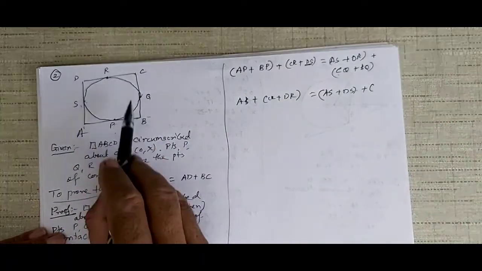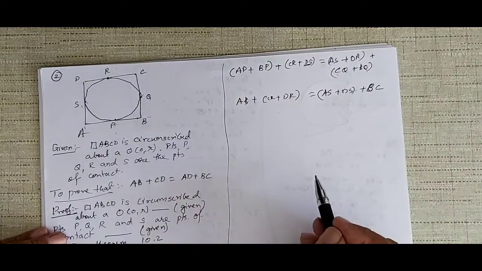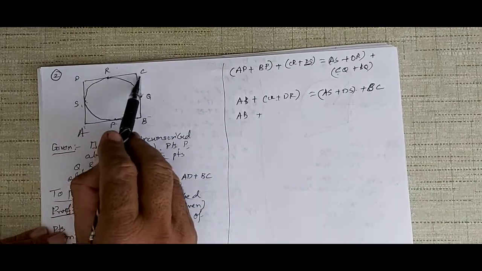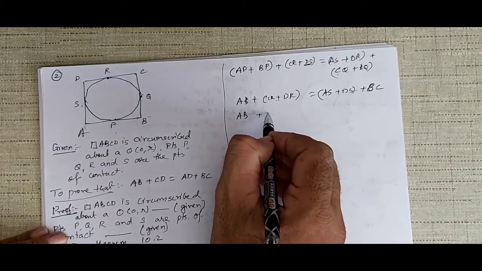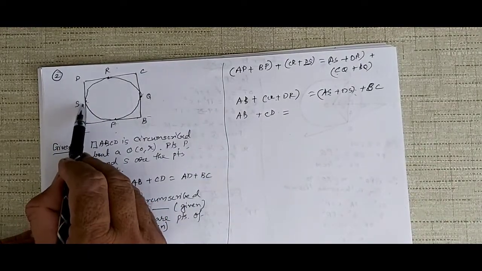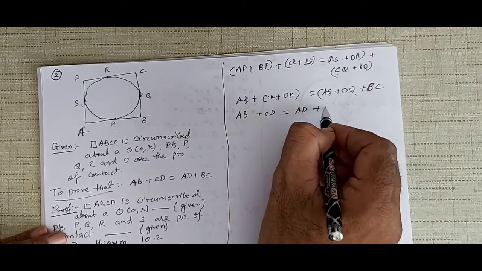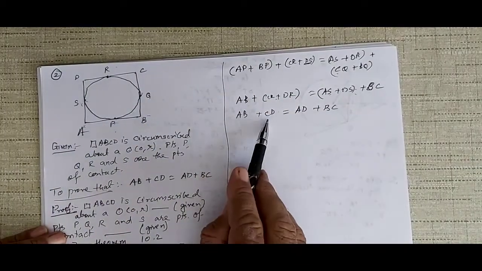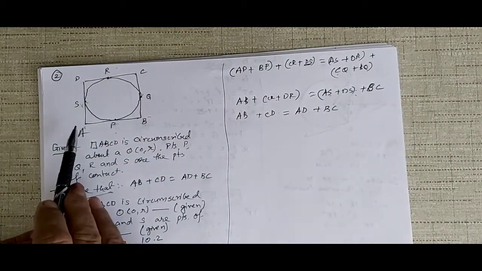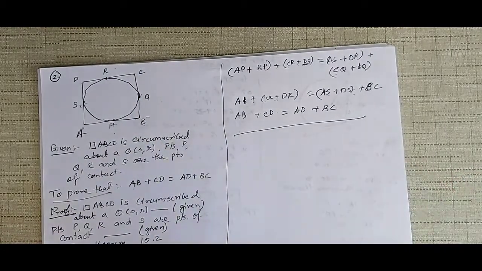CQ plus BQ will be BC, okay. So I get AB plus CR plus DR, CR plus DR is CD. AS plus DS, you can see here AS plus DS is equal to AD plus BC. So you can see AB plus CD is equal to AD plus BC, sum of the opposite sides. Now you can see this is a very simple proof, okay.